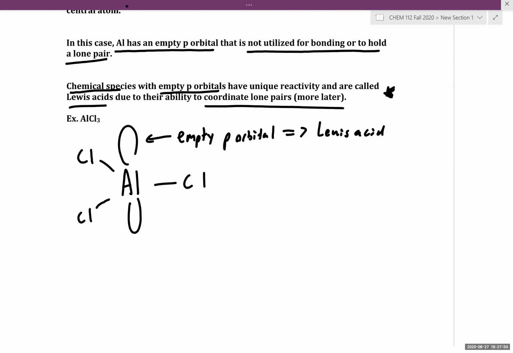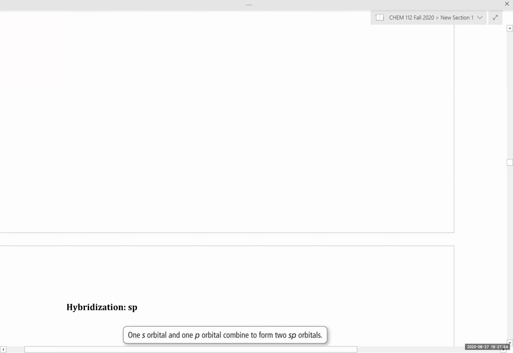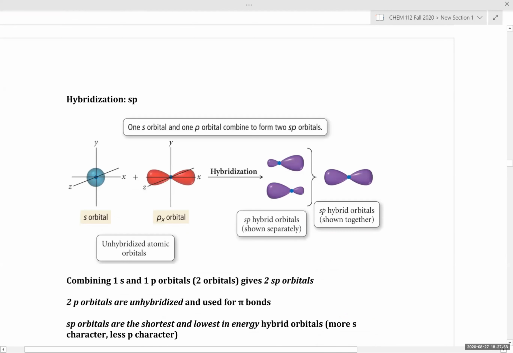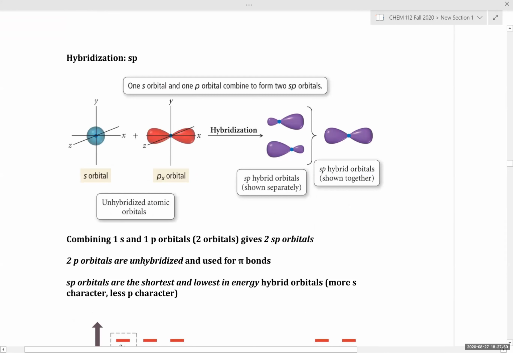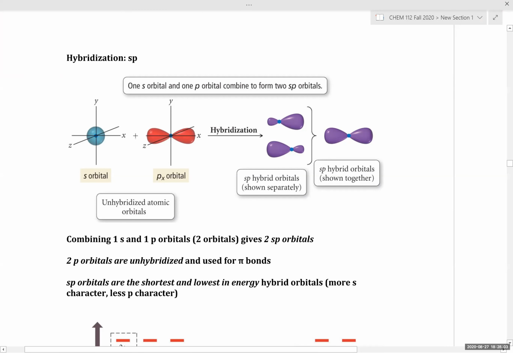Okay, so let's keep going now. And let's discuss the last major hybridization, which is the sp hybridization. So in the sp hybridization, we combine one s orbital and one p orbital together to get out two hybrid orbitals.